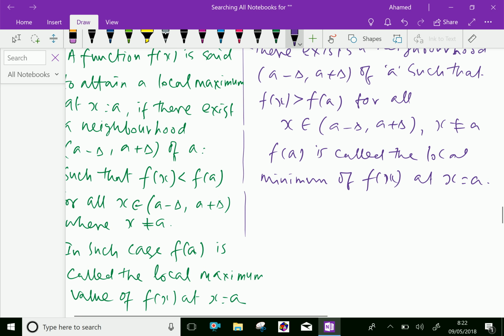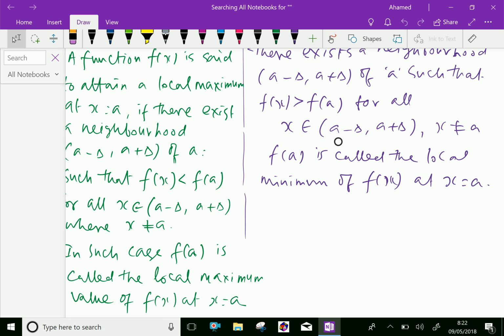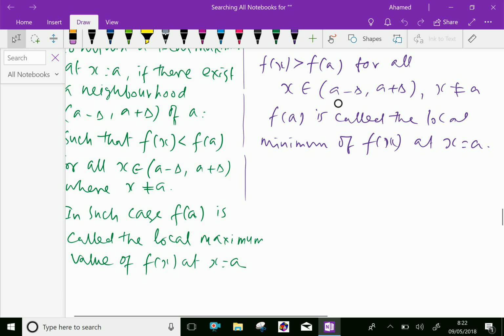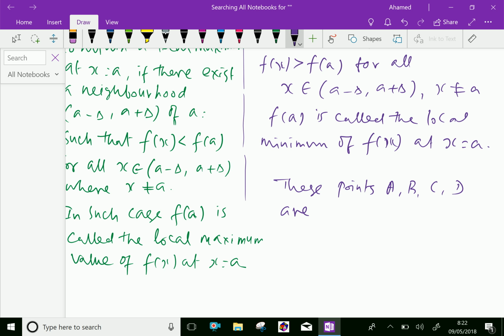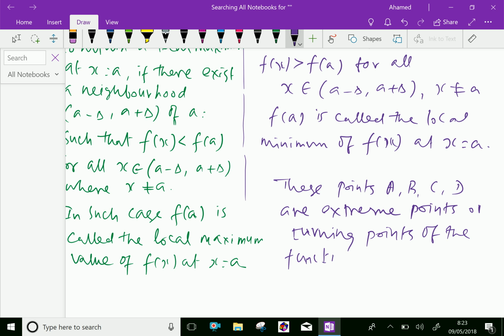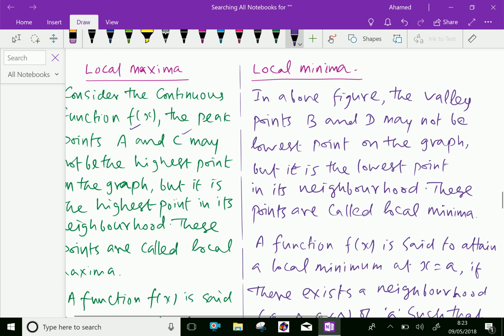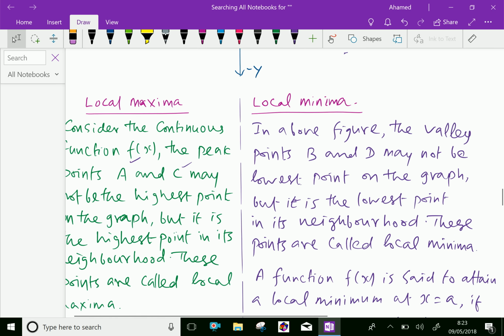Note that the local maximum and local minimum values are known as the extreme points. These points, A, B, C and D, are called extreme points or turning points of the curve, turning points of the function. Means the value of the function changes from negative to positive and positive to negative at those points.